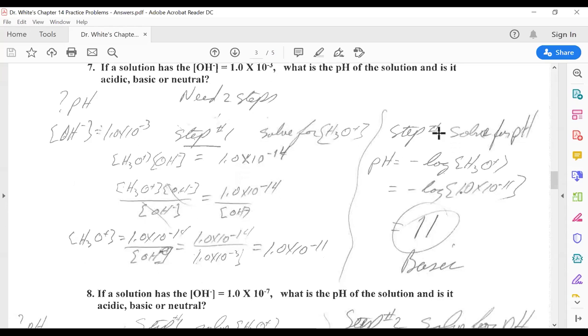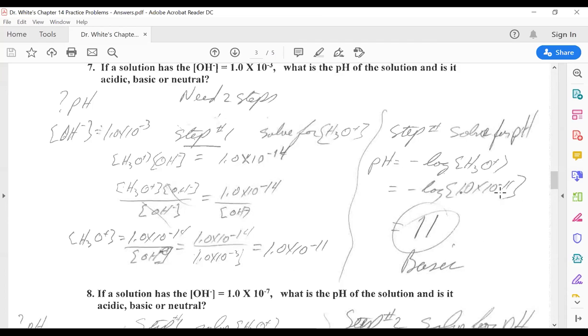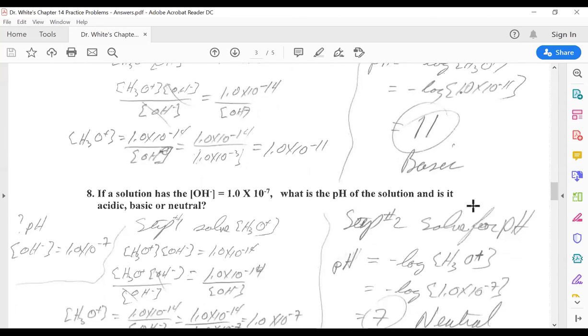And the second step, the number 2 fell off, solve for pH. pH equals minus the log of the hydronium ion concentration, and that's minus the log of what we just calculated, 1.0 times 10 to the minus 11. When this is 1.0 times 10 to the minus x, the pH is x. In this case, x is 11. So the pH is 11. Remember, 7 pH neutral, below 7 acidic pH, above 7 basic. Therefore, oh, I got it right, basic. Oh, let's do another one. These are fun.